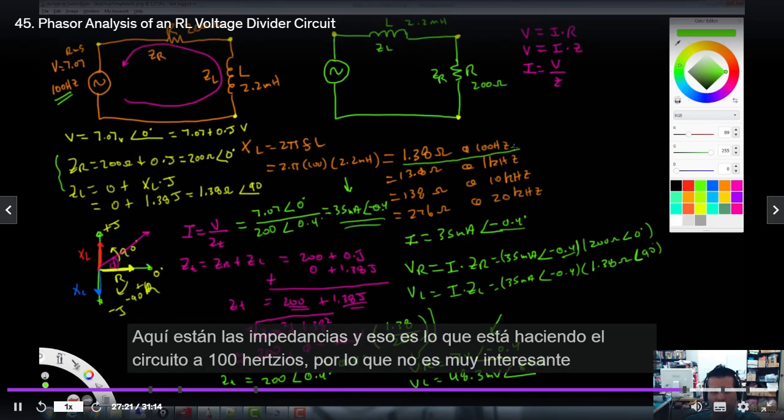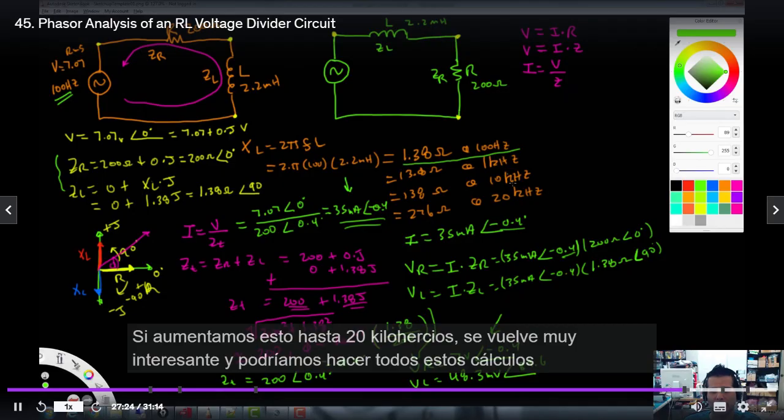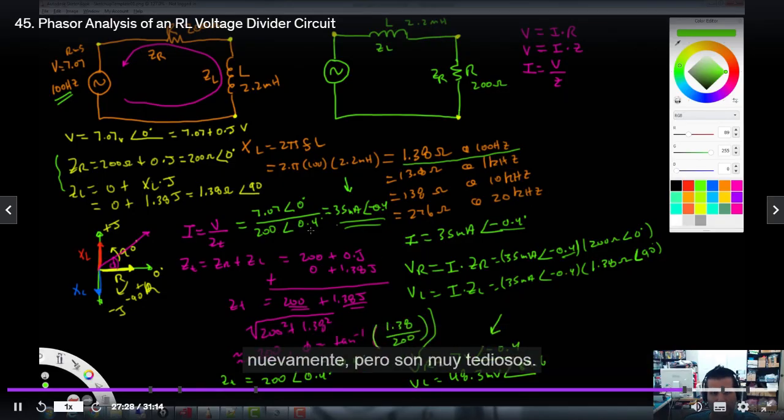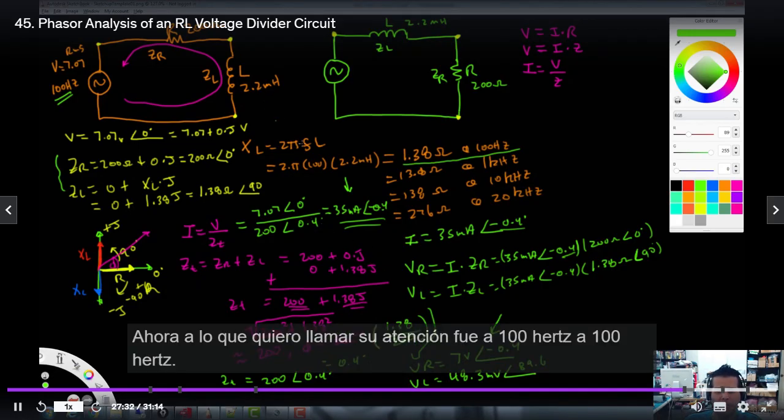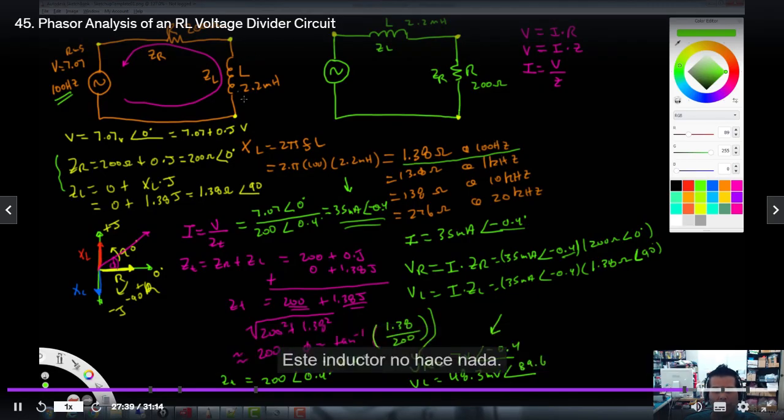So it's not very interesting at 100 hertz. If we crank this up to 20 kilohertz, it gets very interesting. We could do all these calculations again, but they're so tedious, it's better to simulate it. Now, what I want to bring your attention to is that at 100 hertz, this inductor does not do anything. It has almost no impedance.